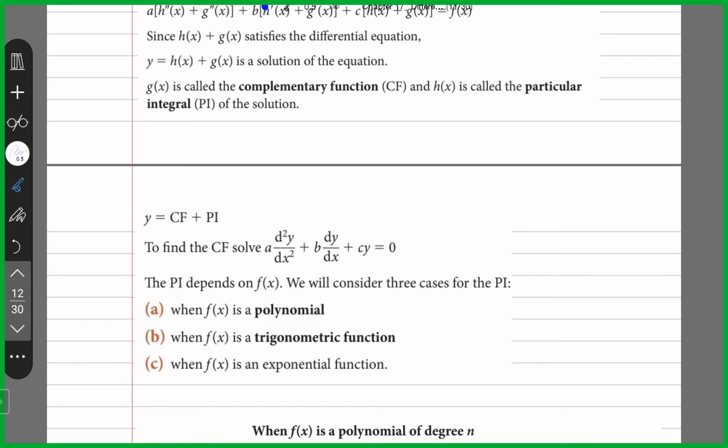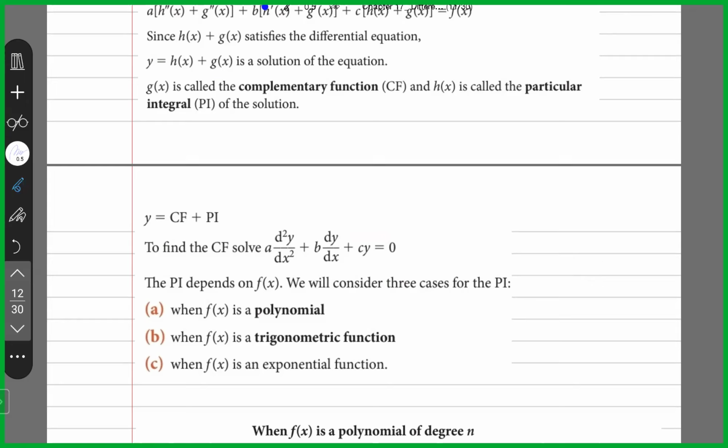So to find CF, we solve a d2y by dx squared plus b dy by dx plus cy is equal to 0. The PI depends on f of x. We will consider 3 cases for the PI.